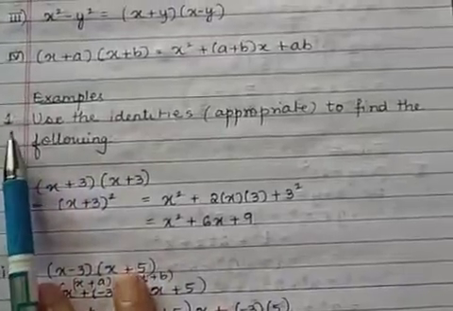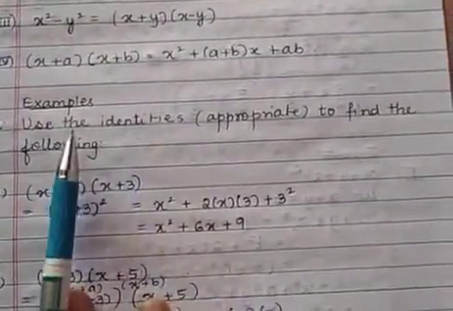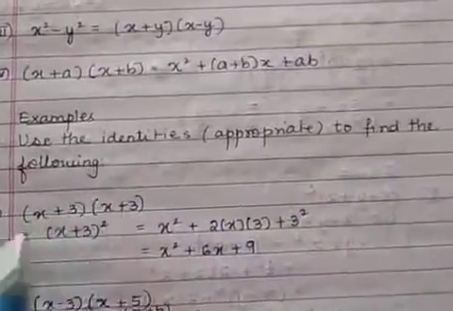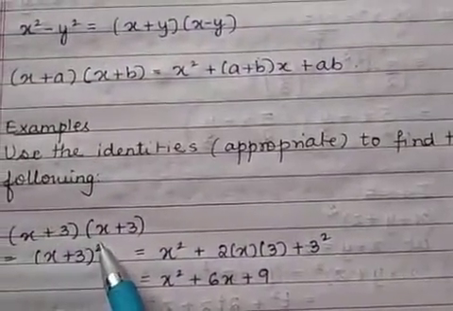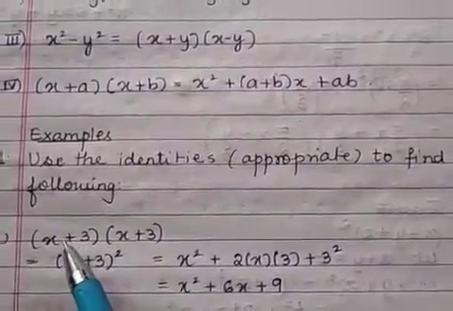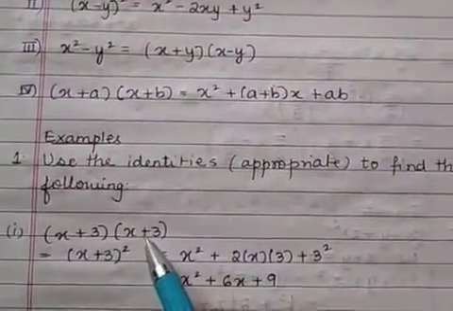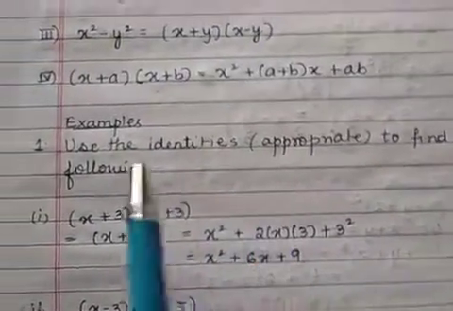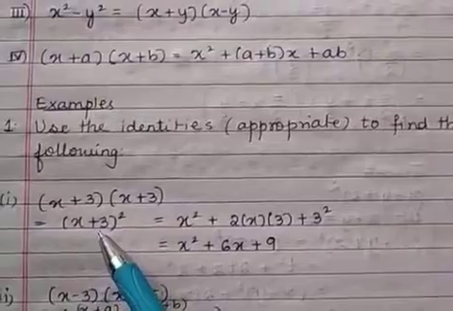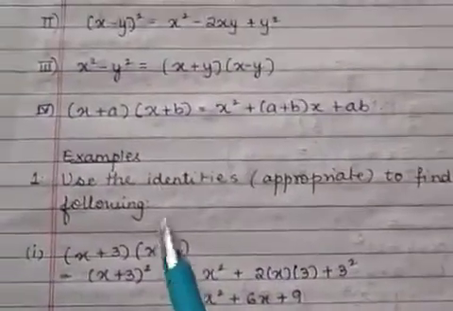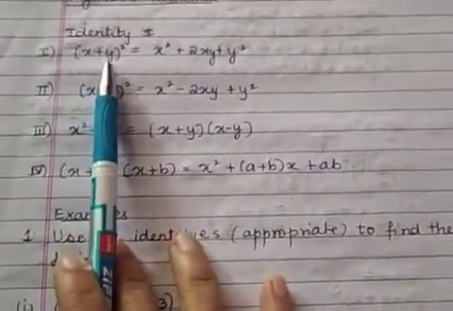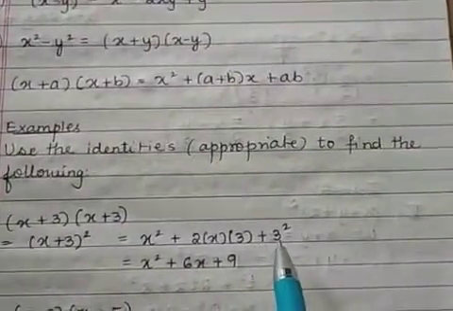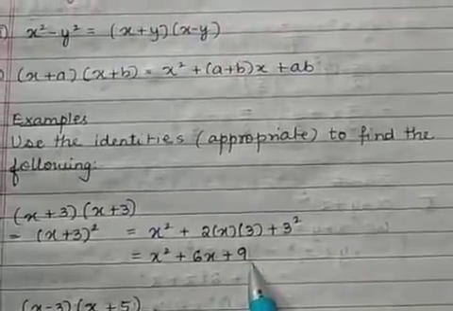The first one is, use the appropriate identities to find the following. Here you are asked to find this. If you see this, it is of the form (x + y)(x + y), which is (x + y) the whole square. So this is (x + 3) the whole square. And you know the identity, which is x² + 2xy + y². So using that, I have got this answer.